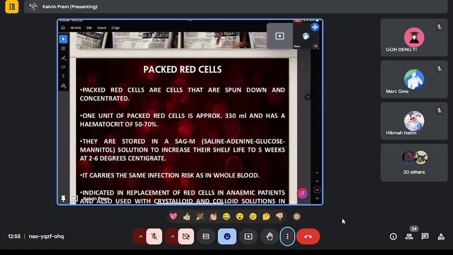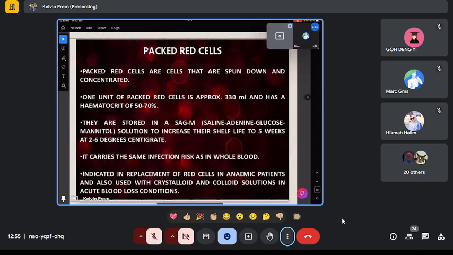Packed cells, like whole blood, is another component. This is spun down, and they get a more concentrated version of the whole blood. It's about 330 mils compared to whole blood, which is 450 mils. The hematocrit is higher, about 50 to 70%. They are also stored at the same temperature, 2 to 6 degrees Celsius, and carry the same infection risk. It's ideal in anemic patients because you don't want to give a lot of volume. You want to give less volume but more hemoglobin. So we use packed red cells.